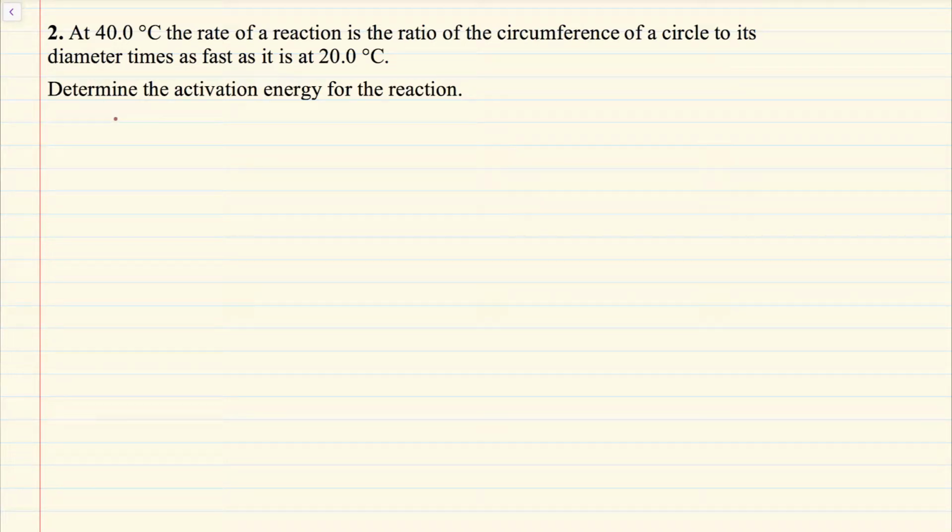At 40 degrees Celsius, the rate of reaction is the ratio of the circumference of a circle to its diameter times as fast as it is at 20 degrees Celsius. Determine the activation energy for the reaction.